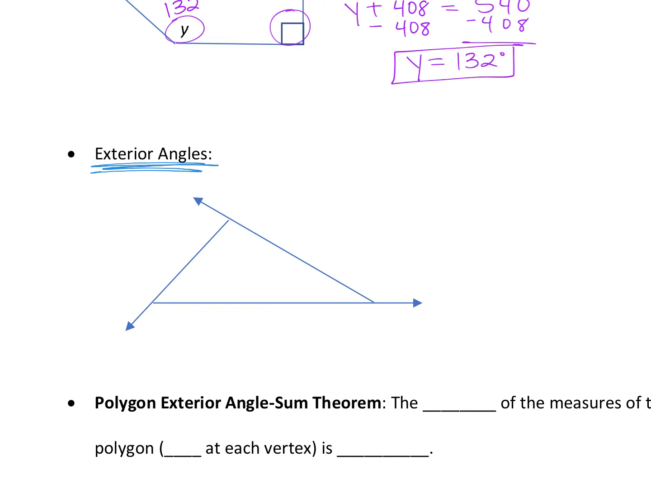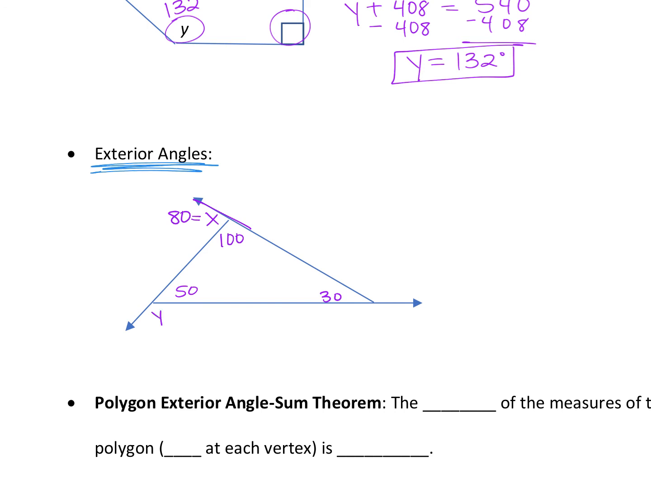Now, a couple of things I want you to notice about the exterior angles here. Let's say I'm going to take those letters away. Let's say this is 100 degrees, this is 30 degrees, and this is 50 degrees. Does that make sense for a triangle? Yeah, they add up to 180, right? Okay, so if that adds up to 180, can you tell me the measure of this exterior? 80. Why? Because they're a linear pair, right? They make a straight line. So this would have to be 80 degrees.